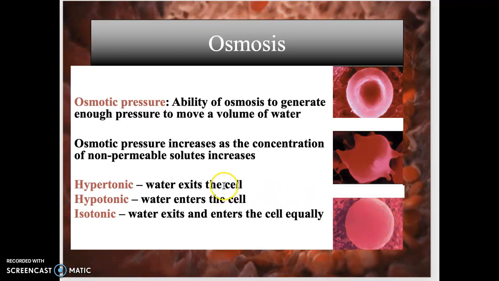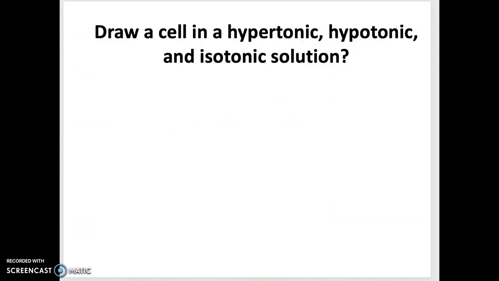So hypertonic, water exits the cell. Hypotonic, the water enters the cell. And isotonic is when there's an equal amount of water inside the cell and outside of the cell. So I am going to ask you to draw a cell for me in a hypertonic, hypotonic, and isotonic solution. If you don't know what's going on and you don't understand how to draw that, that's okay. Google image it. You'll see plenty of pictures of cells in a hypertonic, hypotonic, and isotonic. If you could draw this for me in your book and describe each one, that will make me feel better that you're not just memorizing what's going on, that you're actually understanding what's going on.